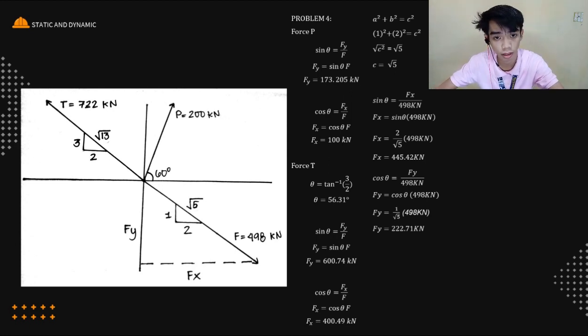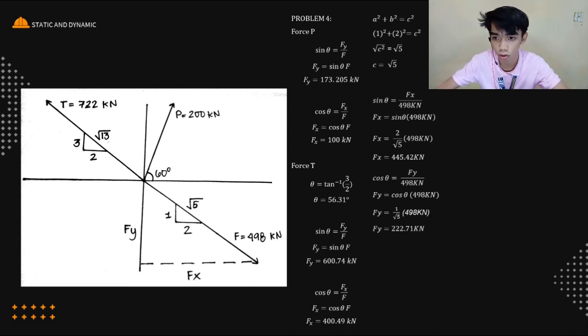Then, Fx is equal to cosine theta times F. Cosine 60 times 200. Ang Fx po ng force P is 100 kN. So, pasok naman po tayo sa force T na may 722 kN. Para makuha po natin ang angle niya ay tangent theta equals Fx over Fy.